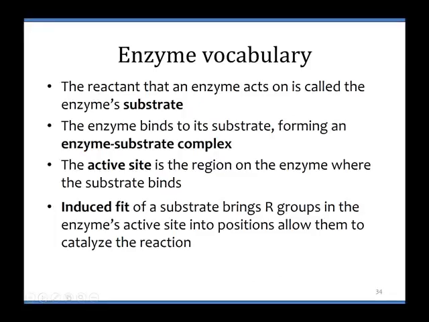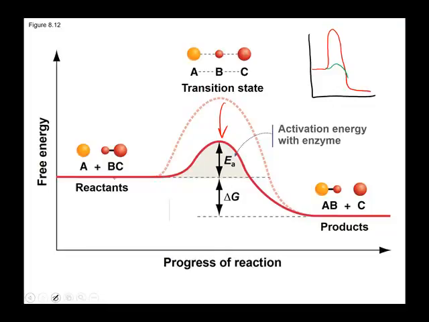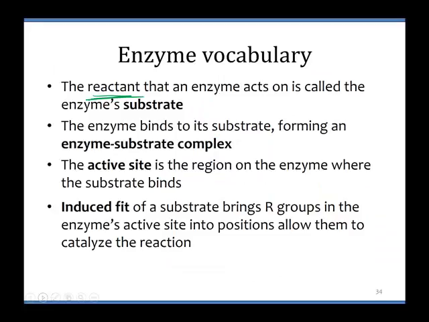All right, so we, of course, have special terms for how enzymes work. So let's review some of that basic enzyme vocabulary. The reactant that an enzyme acts on, so in the previous image, it's this A plus B and C. Those are our reactants. We don't just call them reactants, we call them substrates. So an enzyme substrate is what it reacts on.